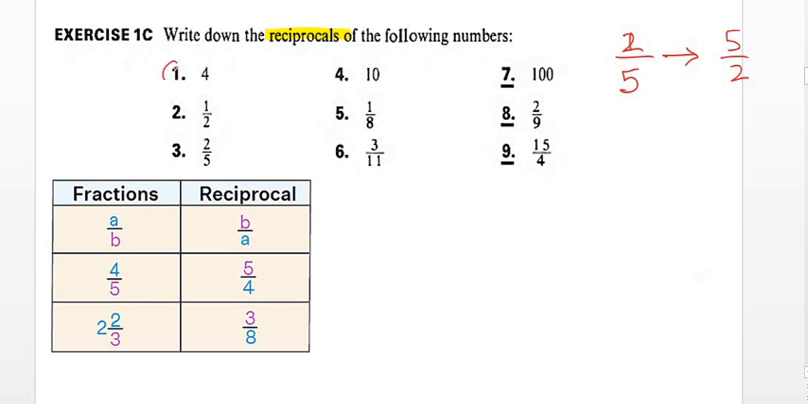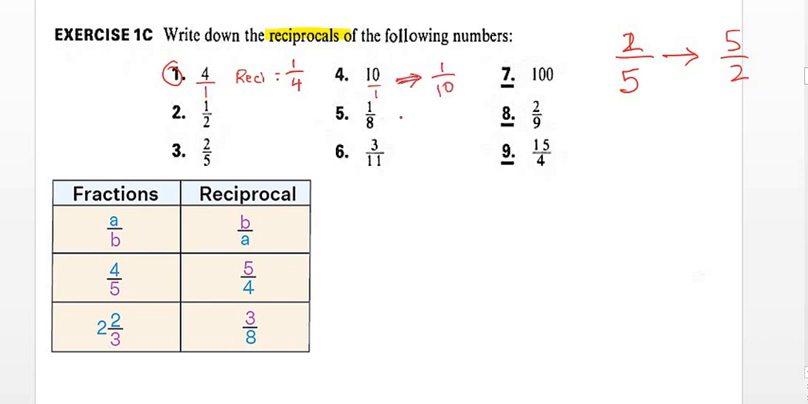Now in question number 1, it's not a fraction, so you can make it a fraction, 4 out of 1. And how will you write its reciprocal? Its reciprocal will become 1 out of 4, right? So 10 over 1, the reciprocal will become 1 out of 10.